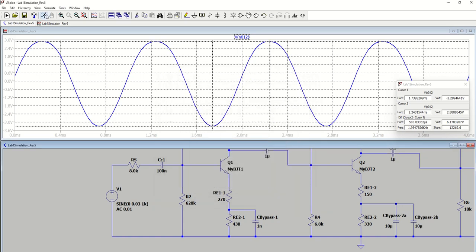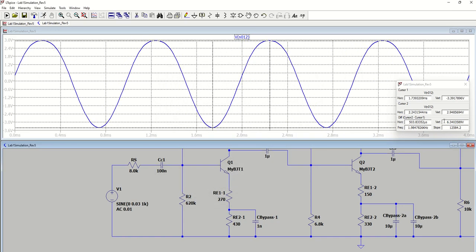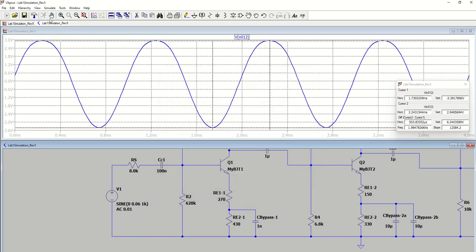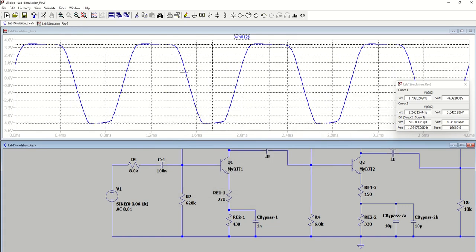So I'm going to increase it a little more. I'm getting 6.34 volts peak to peak. So now let's just increase it a whole bunch and see what happens. Now we increase it up to 0.6, run it, and now it's clipping. Okay? So this is not necessarily our max peak to peak value, because we're hard clipping.